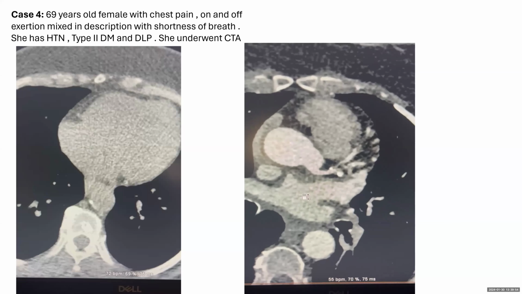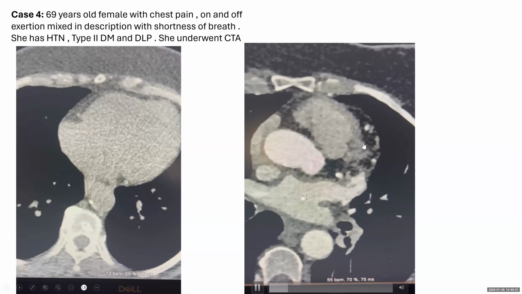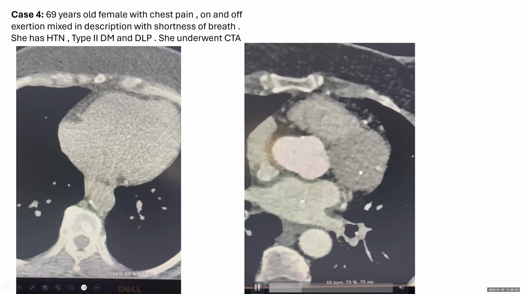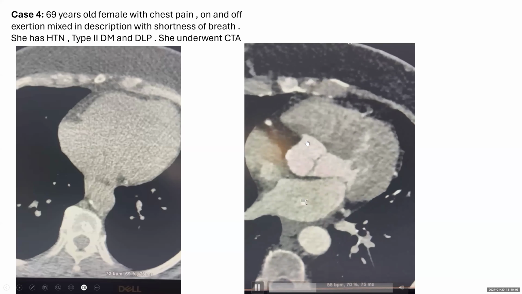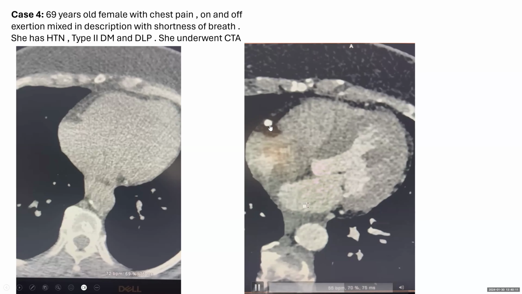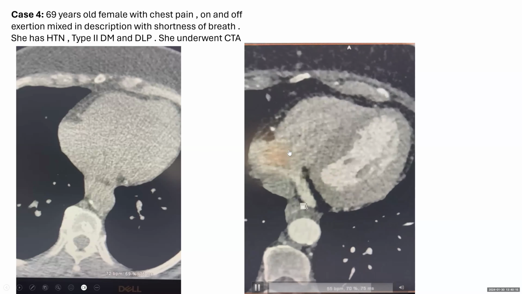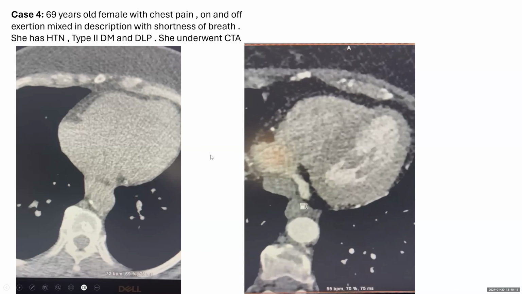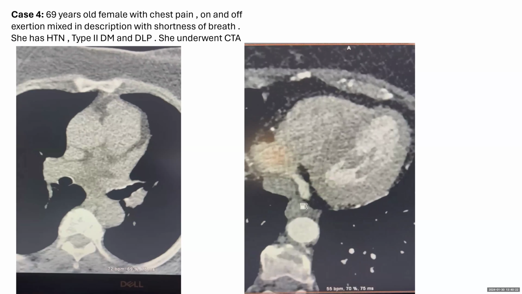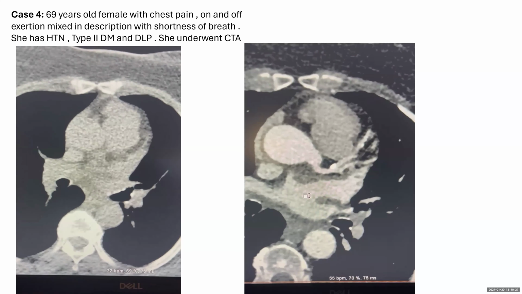Now, when we go down to the mid-LAD, there's also some lesion that we are not sure about. There is calcification in the RCA as well, in the mid-RCA. There's a big chunk of calcium in the mid-RCA, which you see now. So we will do the multiplanar on some of these lesions to confirm how severe they are. So definitely the patient has multiple plaques.